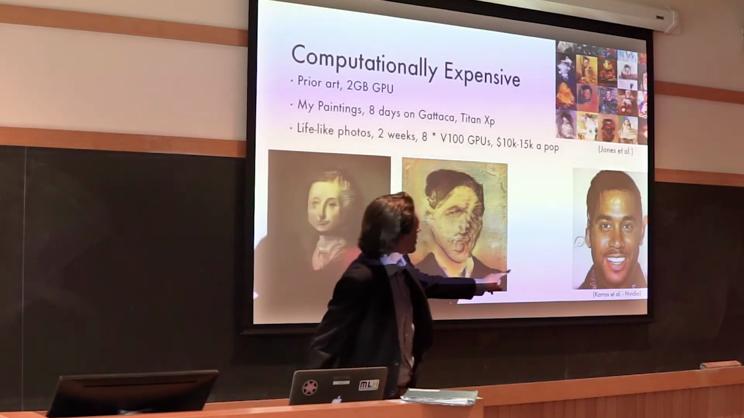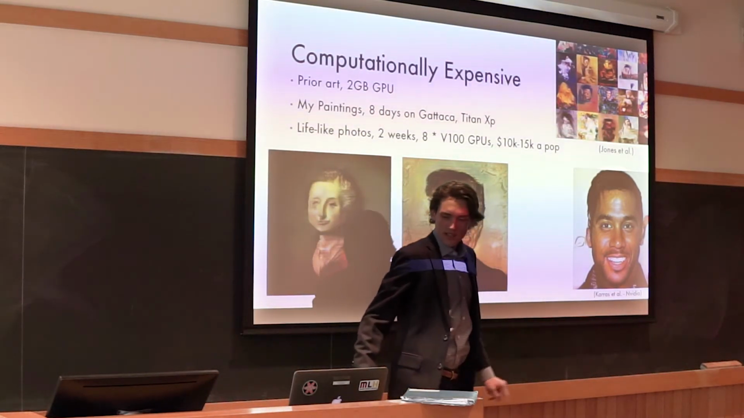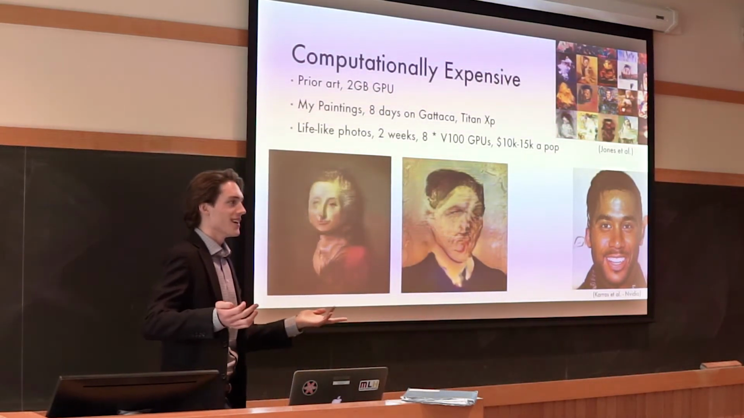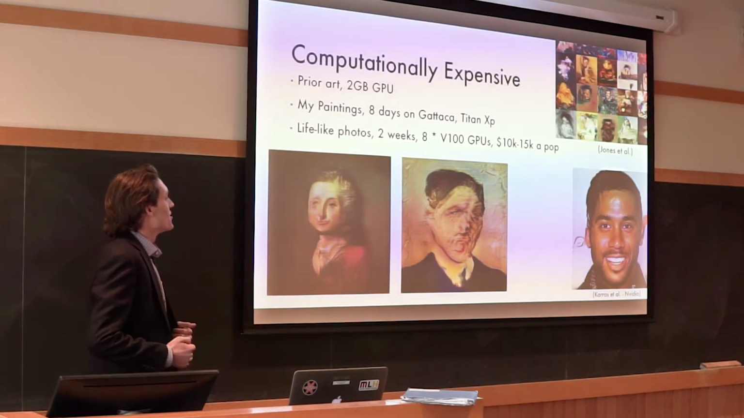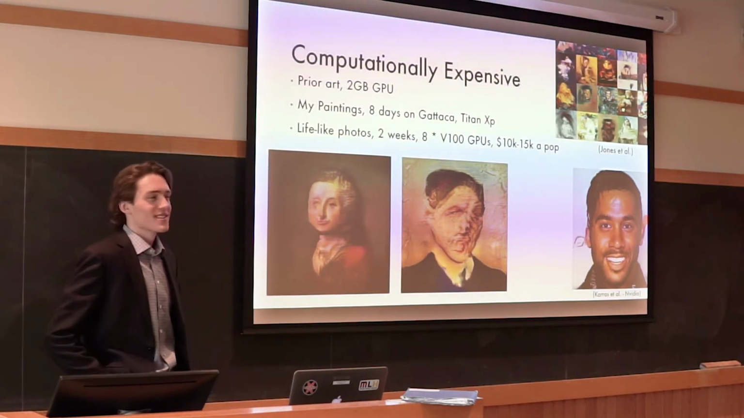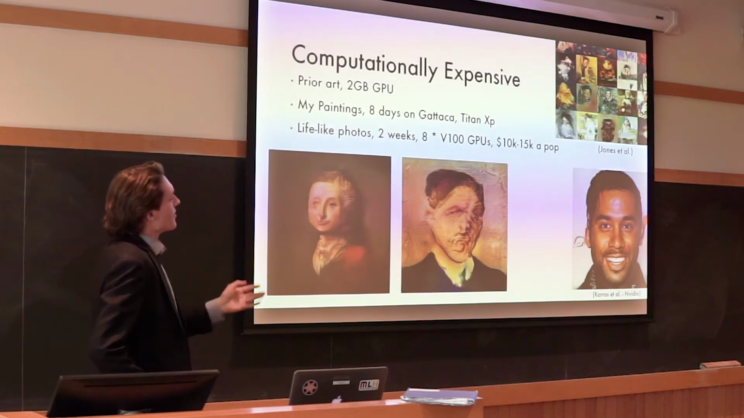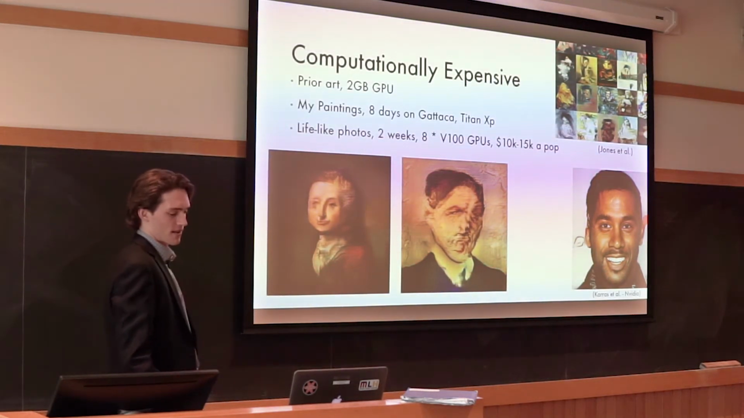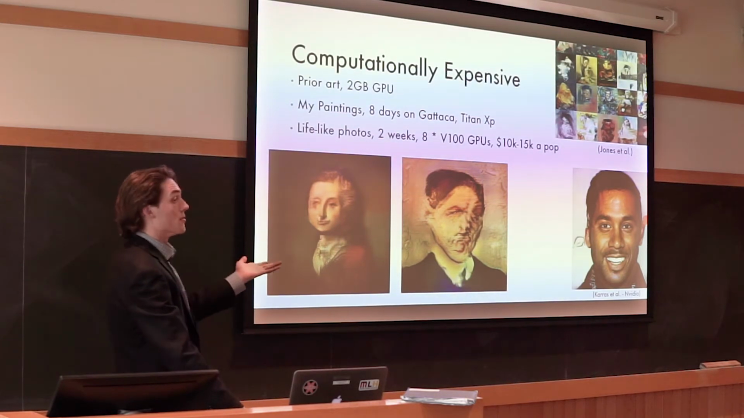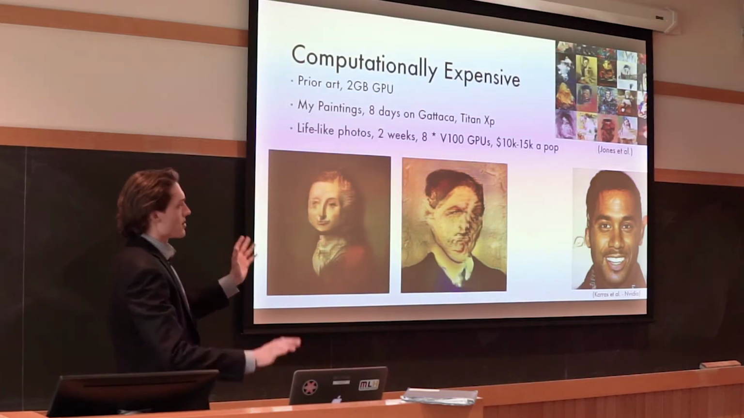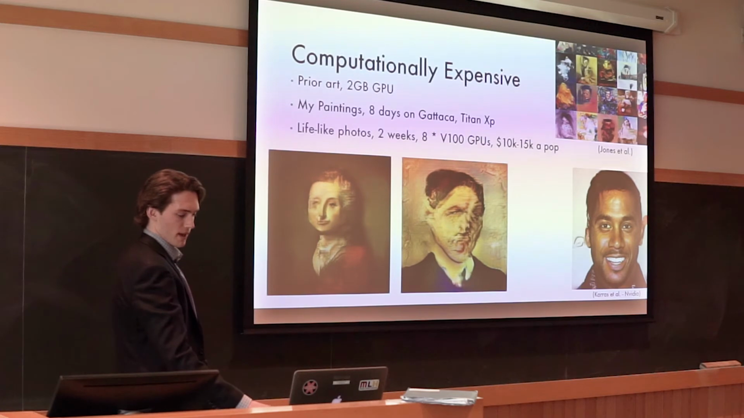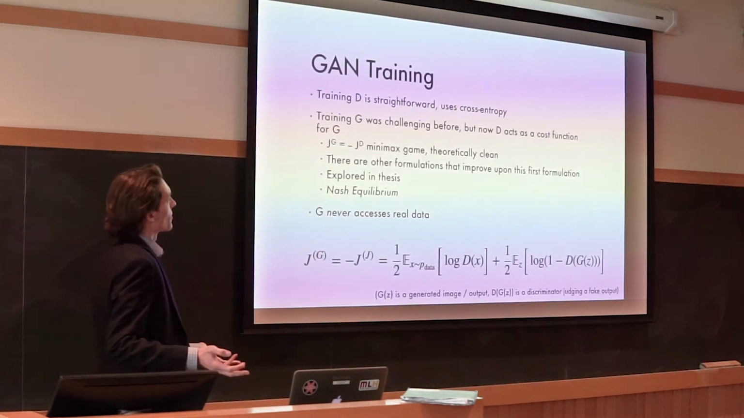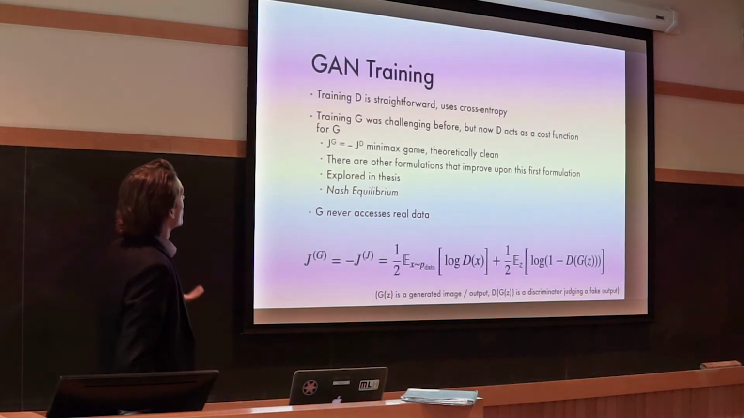The team at NVIDIA, they generated this guy here. Being at NVIDIA, they obviously had good GPU access, and so they used 8 V100 GPUs, which are $10,000 to $15,000 a piece. And that took 2 weeks. So this is kind of a crazy process, but it's really powerful and interesting. So what is this process? Well, again, it's training.